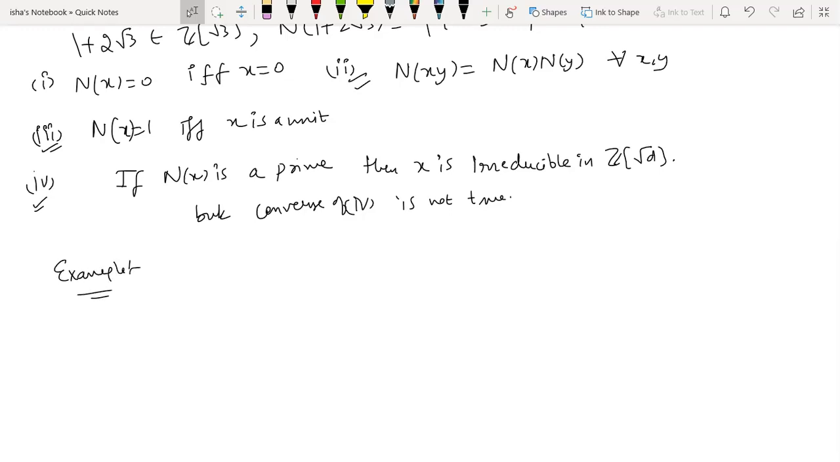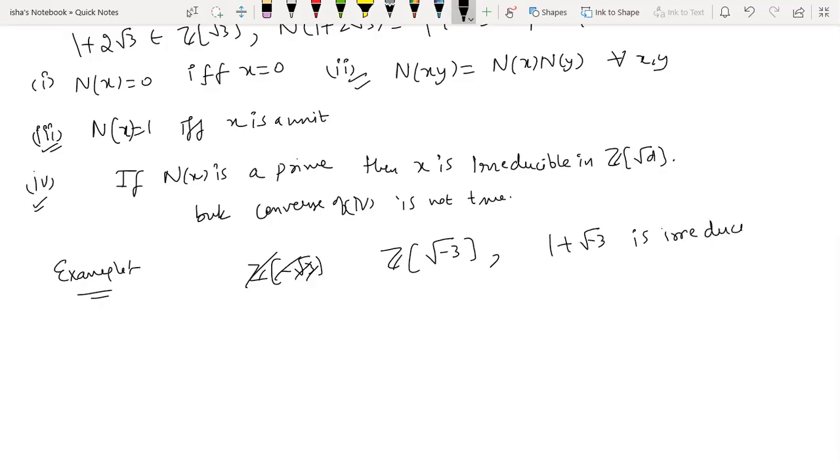So in the example, say you take Z[square root of minus 3], so I'm taking d to be minus 3. In this ring, the element which I am considering is 1 plus square root minus 3. This element is irreducible. So how am I proving it to be irreducible? I'm going to use this property number 4. So I'm going to compute the norm of this. So what is the norm of this?